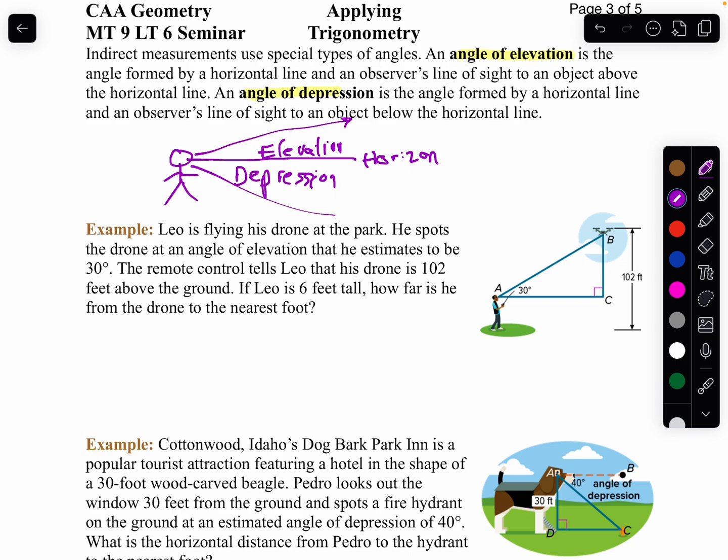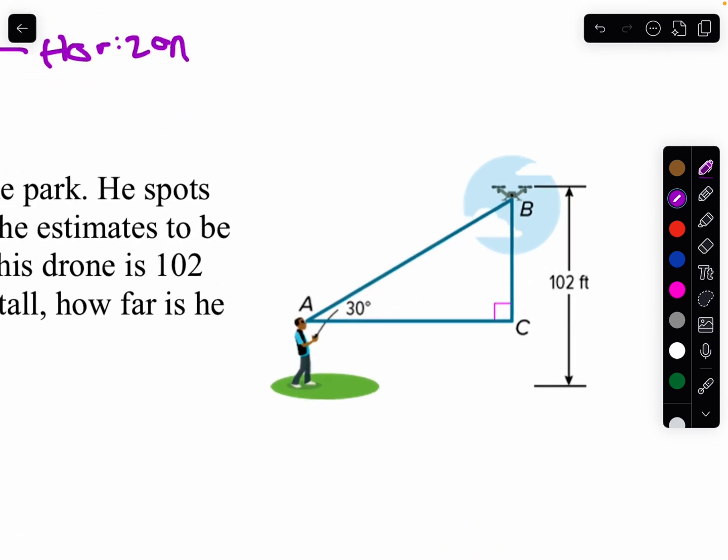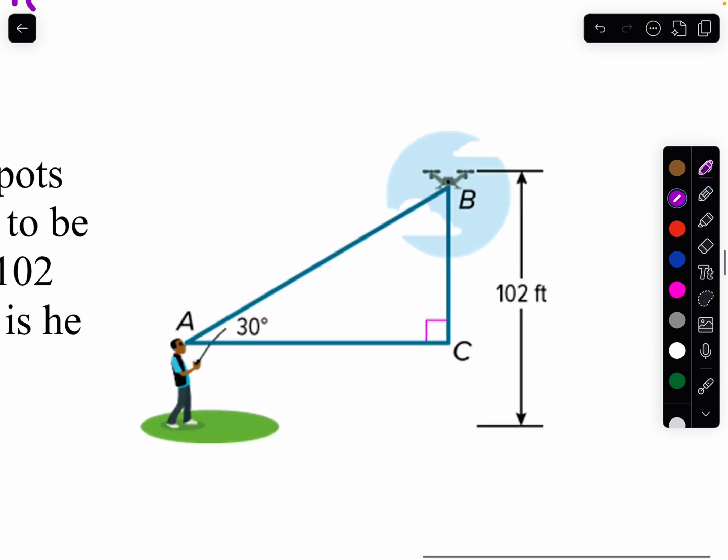Well, we're not going to use the whole 102 feet on this triangle then, are we? So he's actually 96 feet above his eyes. The drone is, that is. Because we take 102 minus his 6 feet, that gives us 96 feet.